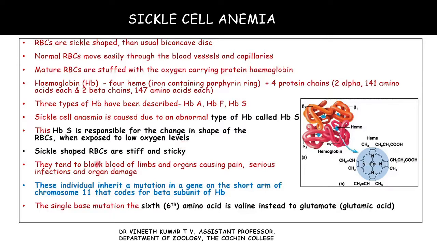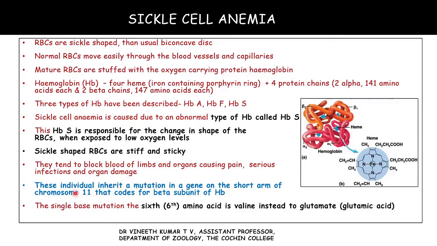The sickle cell RBCs are stiff and sticky, which is opposite to the normal RBCs, which are very flexible and non-sticky because normal RBCs repel each other because of the presence of heavy negative charges on them, which is imparted by the sialic acid present on the surface. And these sticky and stiff sickle cells tend to block the blood vessels of the limbs and the organs, which causes pain, serious infections, and also organ damage.